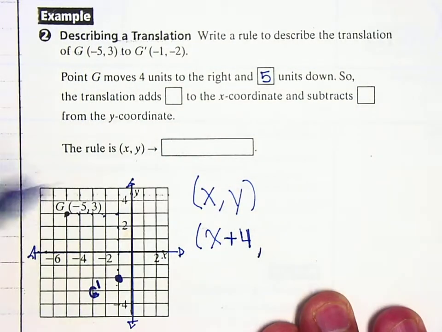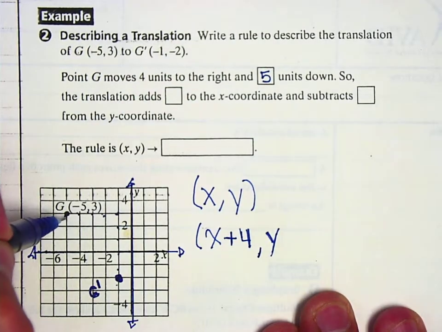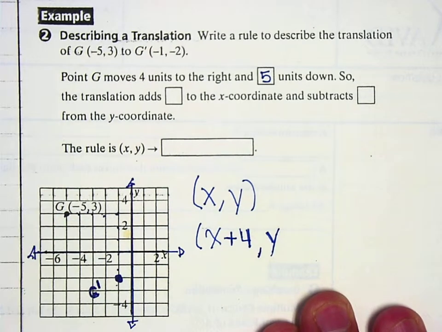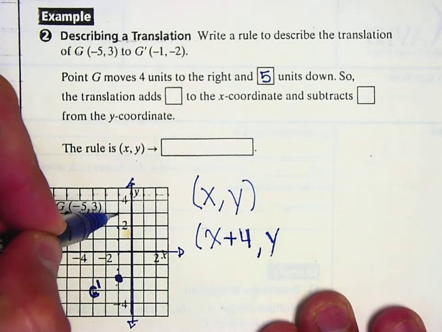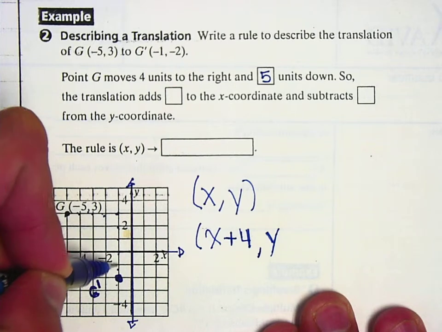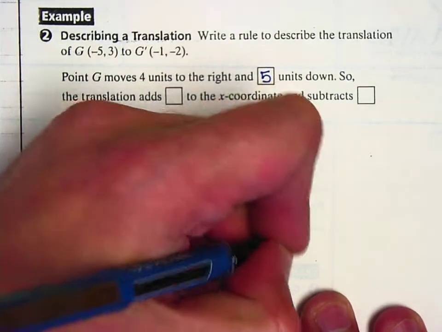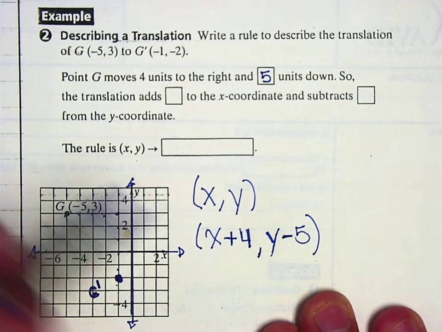Now we have to describe how we moved in the y direction. So let's talk about y. We moved 4 steps to the right. Now we have to go down. We know that on the y-axis, moving down means we're going to have a negative number. So beginning from where we ended up, we're going to go down 1, 2, 3, 4, 5 steps. So going down means negative. 5 units is 5. So our rule is x plus 4, y minus 5.